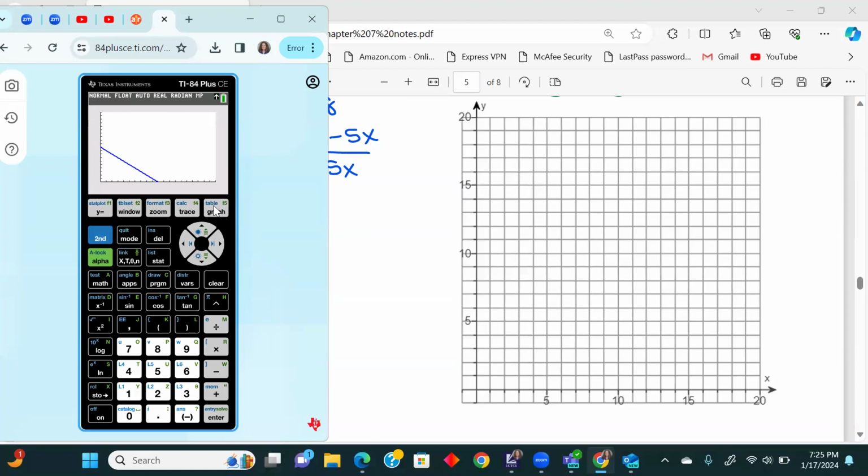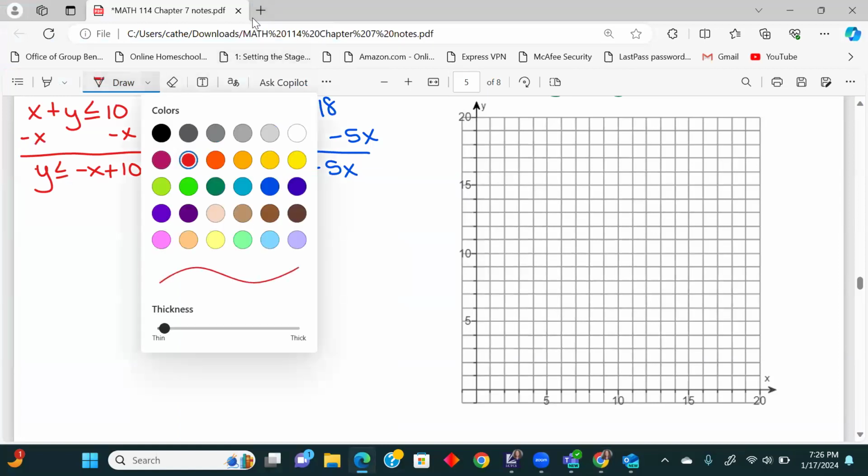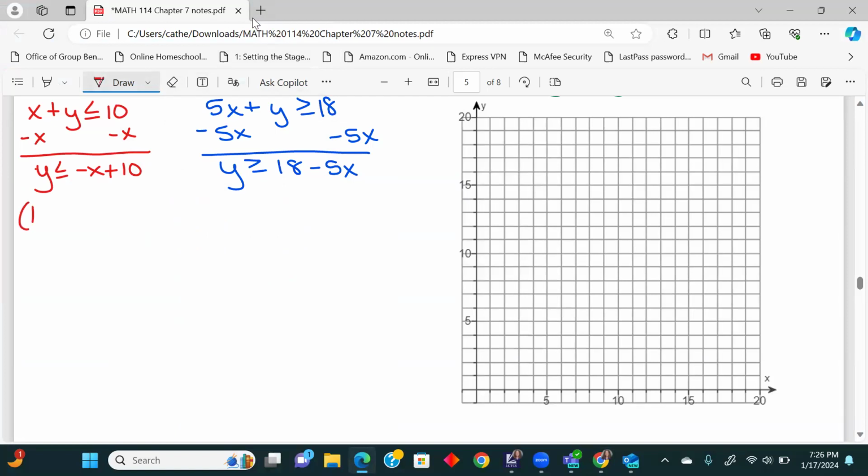So let's hit second table. We need 2 points to graph this. Let's see if I can find any zeros. I have 10, 0, and 0, 10. That's interesting. All right, so that's the red. We have 10, 0, and 0, 10. So I'm going to go ahead and graph that. Sorry about that. Thought that was on ignore.